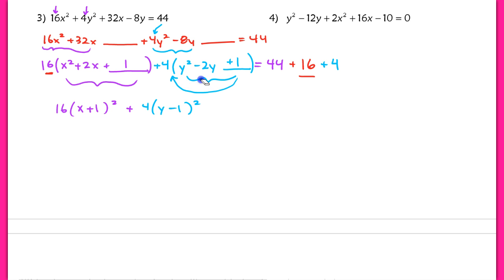So just be careful that you don't factor it incorrectly. Now, let's make sure we add up the constants here on the right-hand side correctly. So we have 16 plus 4 is 20, plus 44 gives me 64. Okay, so this is pretty close to being in standard form.